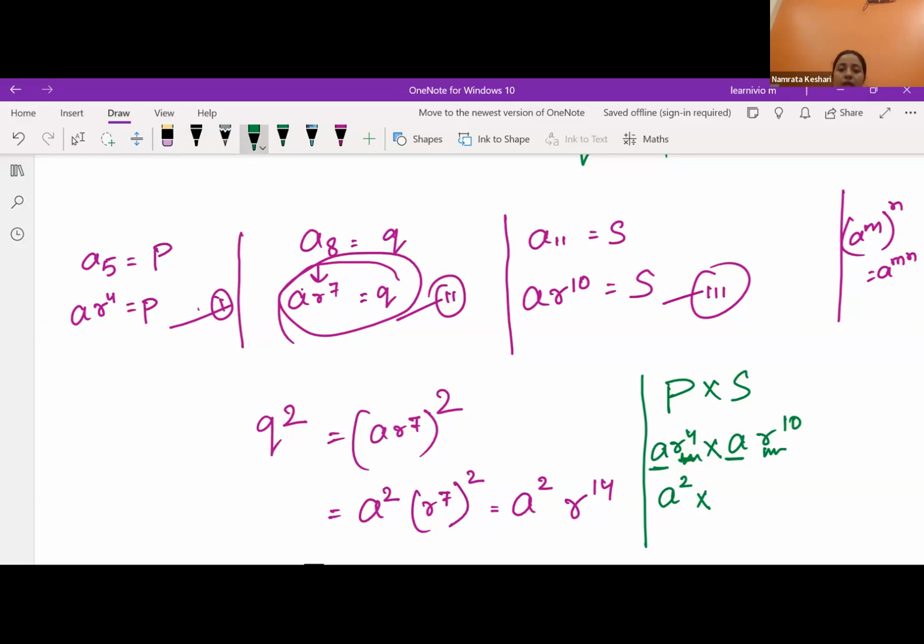Yes, ma'am. Okay, so r to the power 4 into r to the power 10, we can write this way, and the exponents 4 and 10 will add together to give 4 plus 10, that is 14. We are having a square r to the power 14. Our LHS is same as our RHS. Is it clear?